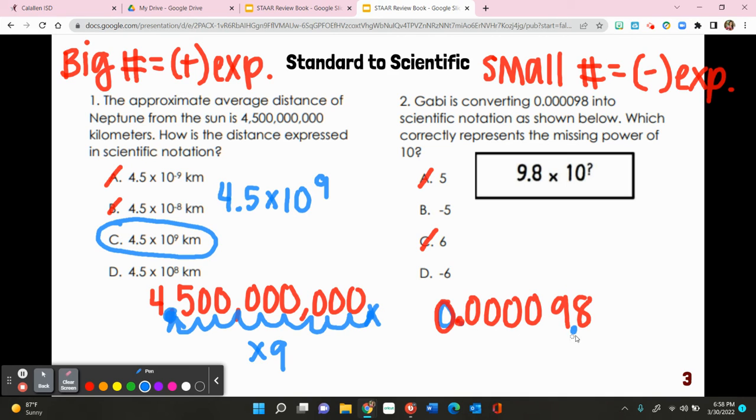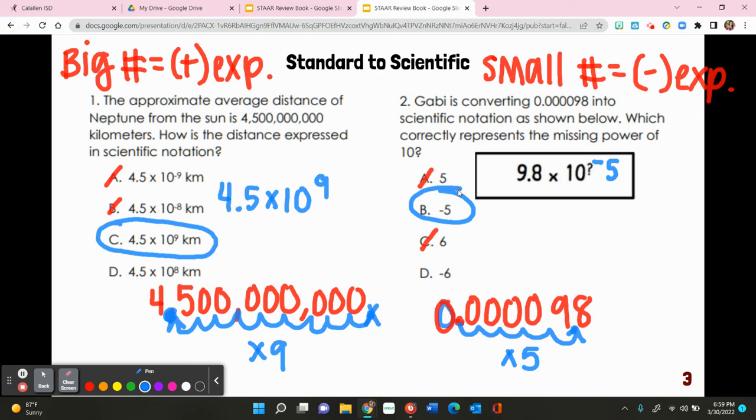Now again, I want to see how many times I moved my decimal point from the original location. So starting here, I moved my decimal 1, 2, 3, 4, 5 times. I moved this 5 times, and since my number was very small, my exponent here is going to be a negative 5. So here, B is my answer.